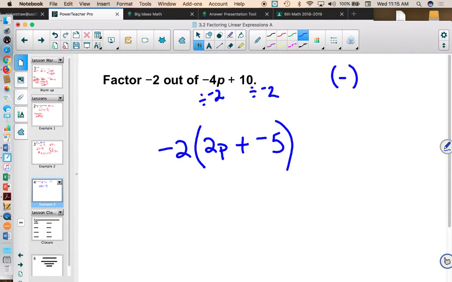Kaden? The -4p divided by -2, wouldn't that be just 1p? What is 4 divided by 2? 2. Is 2. Okay, and negative 4 divided by negative 2 is 2. Okay?